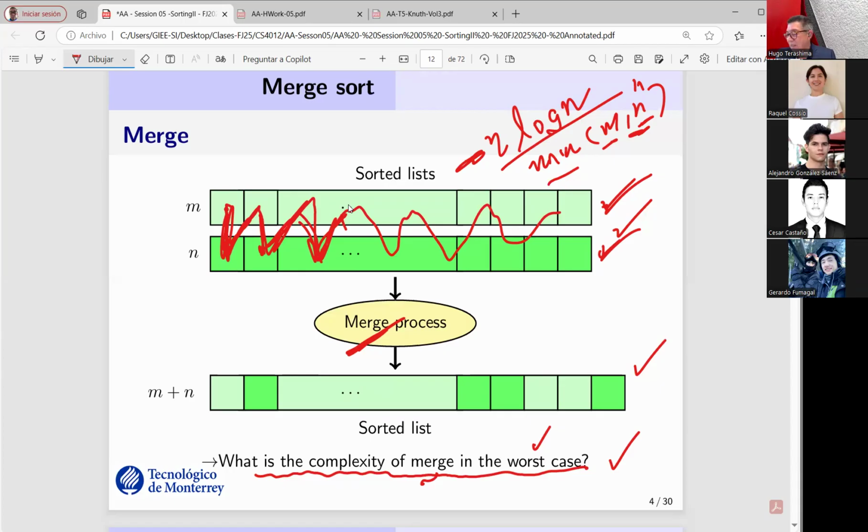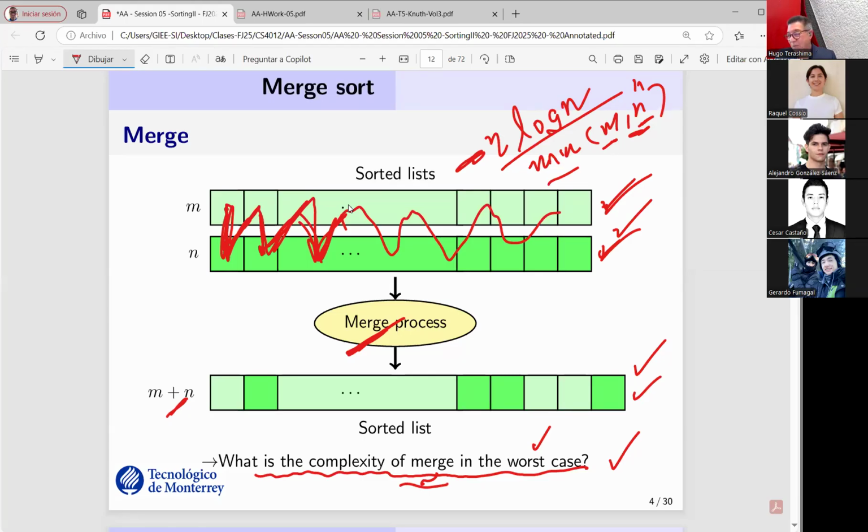Because this is the resulting list, I'm going to have m plus n elements in the final list. So how many comparisons do I need? This is a kind of question for the exam, right? So this is the reason I'm pushing you. I understand the process, but I need to compute how many comparisons in the worst case.